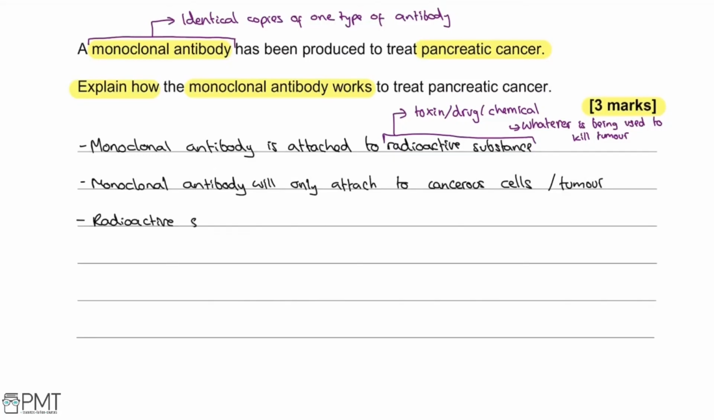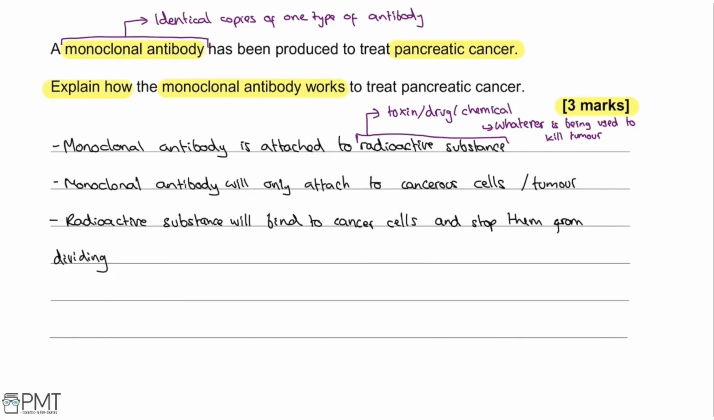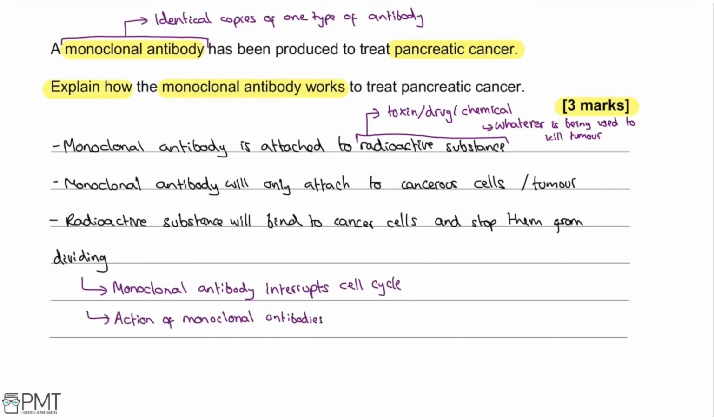Lastly, you say that the radioactive substance, or toxin, drug, chemical, if you said that, will bind to the cancer cells and it will stop them from dividing. There are a couple of alternatives to the last marks, and these are for describing how the monoclonal antibodies stop the cancer cells from continuing to divide. So you can say that the monoclonal antibody interrupts the cell cycle, or you could say that the monoclonal antibodies help the immune system of the patient to destroy the cancer cells for itself. But overall, each bullet point is a relevant point, so as long as you've got 3 of them and they're sequenced logically, you can get those 3 marks.